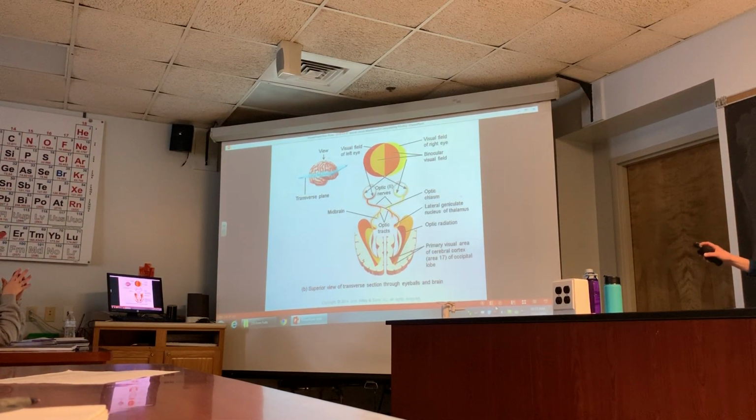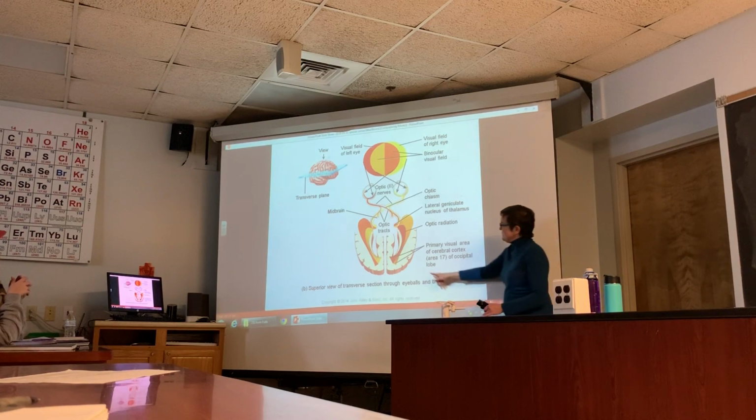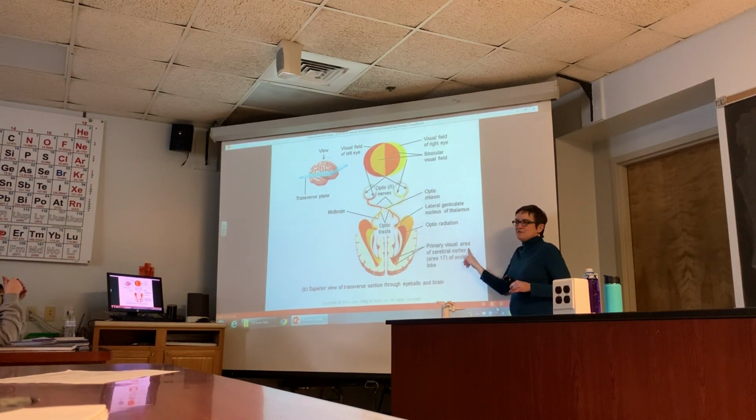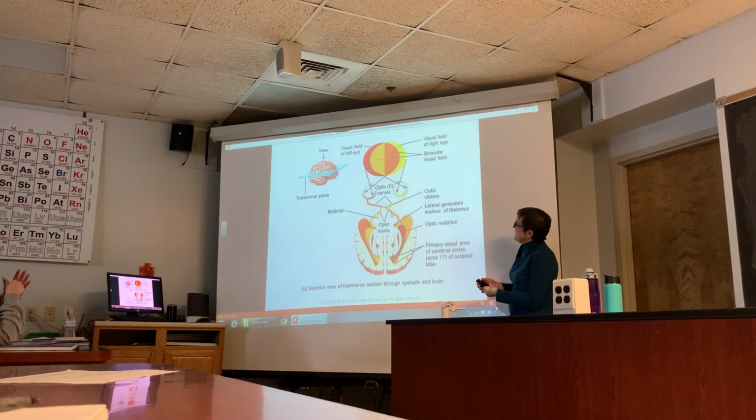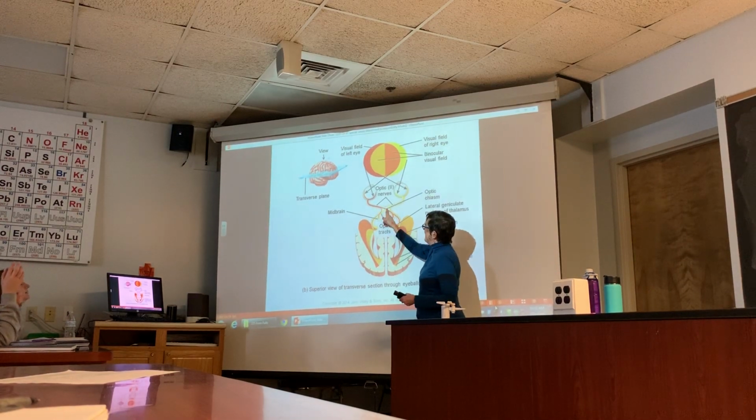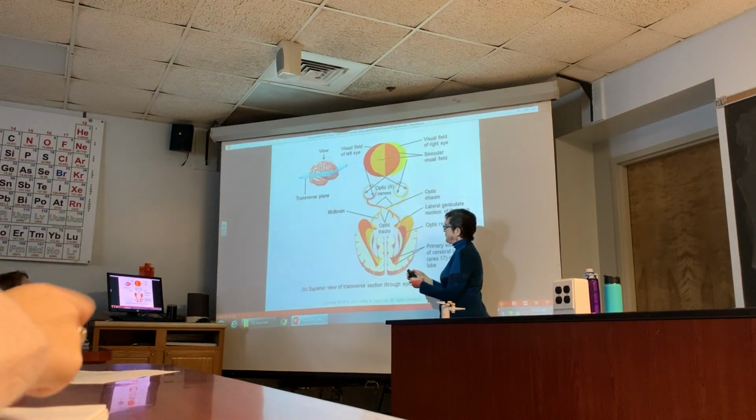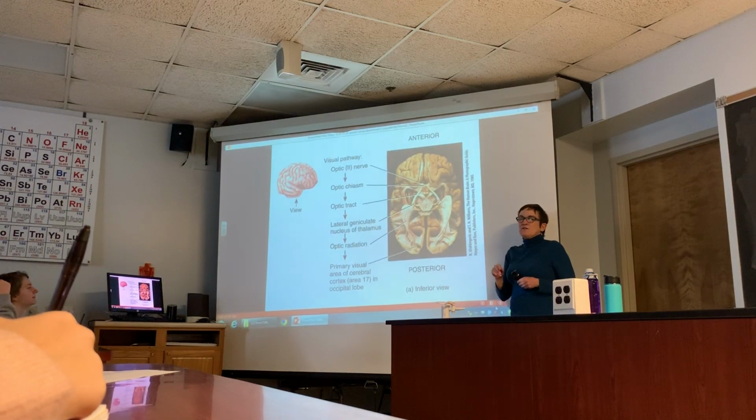I don't know. Now this is showing where those images go to the primary visual area of the cerebral cortex. No, I'll show you that in a sec. But let me show you these optic nerves, optic chiasm, and optic tract. This is an inferior view of the brain.